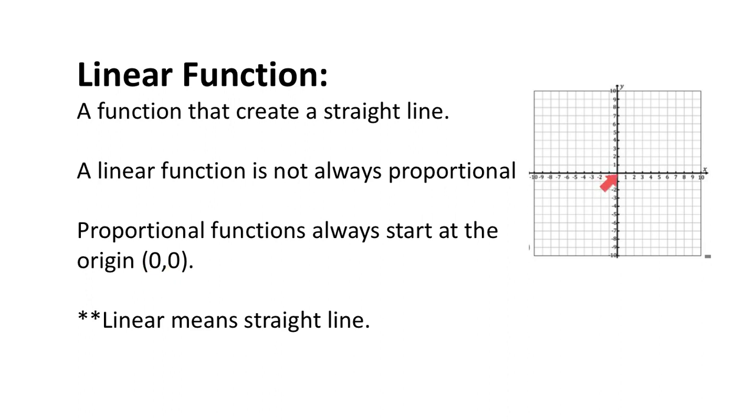So (0, 0) here is the origin. Proportional goes through the origin. If it does not, and it crosses the y-axis at any other spot, it is not proportional. And then linear means straight line, okay? So an example of a linear function is a function that makes a straight line. So straight lines, that one would be, or this, or straight across. All of those are linear functions.